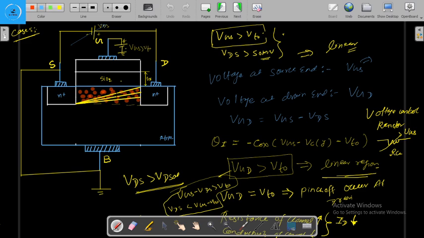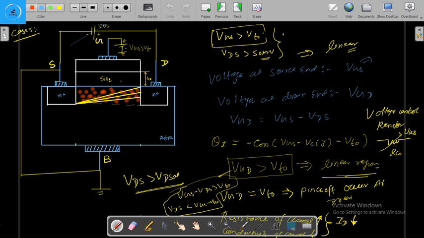Here we are increasing the drain to source voltage, and our channel becomes more and more tapered. When VGD is less than VT naught, the threshold voltage, the channel pinches off at the drain end. This means the free electron charge present there is zero, or the depth of the channel is zero at the drain when VGD is less than VT. The voltage at which this pinch off happens is known as VD sat.